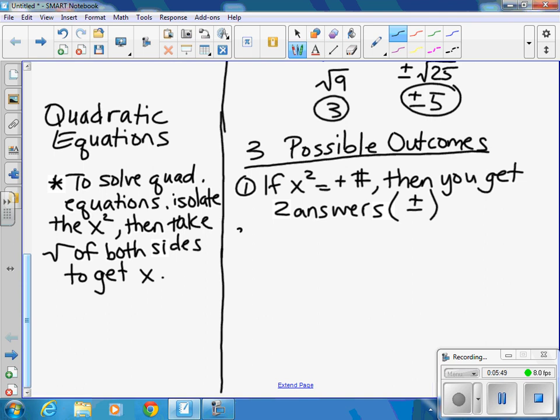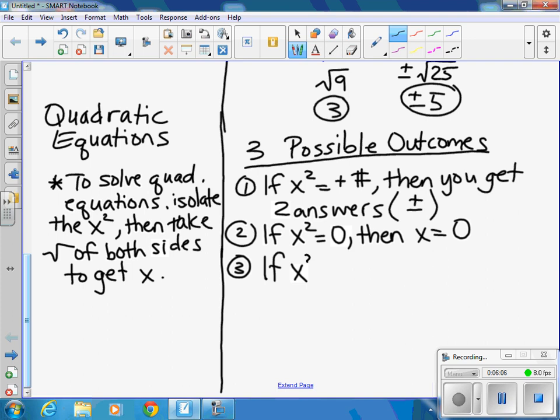Okay. The second possible outcome, if x squared equals 0, then x equals 0, right? Because if you square root both sides, the square root of 0 is still 0. And the third possible outcome, if x squared equals a negative number, right, then there is no real solution. Because remember, you cannot square root a negative number.